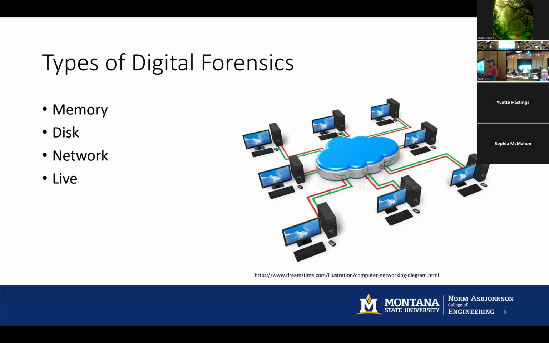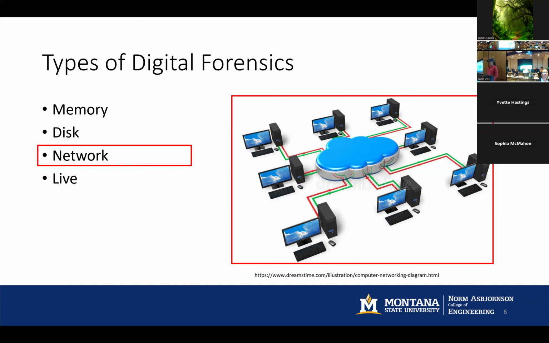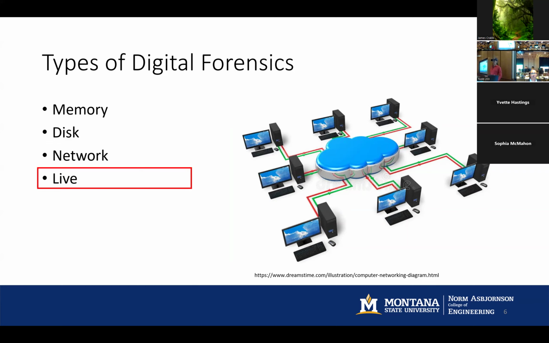So there are 4 main types of digital forensics. There's going to be our disk and memory forensics. This is what's actually residing on our digital devices. And then we have our network forensics, which is looking at any sort of traffic between computers. What's that information that's being transferred from one computer or digital device to another? And then the last one here, live, is going to be integrating the previous 3: memory, disk, and network forensics. This is when we're doing the real-time investigation for any sort of digital forensics.